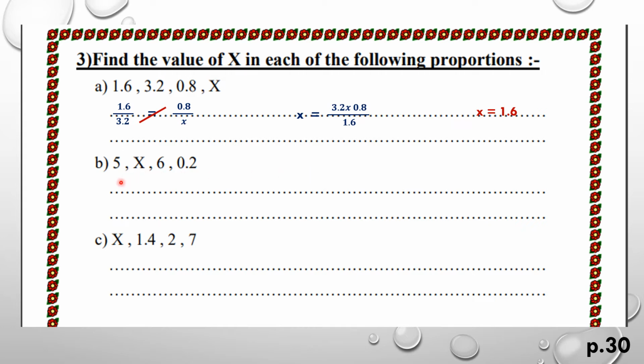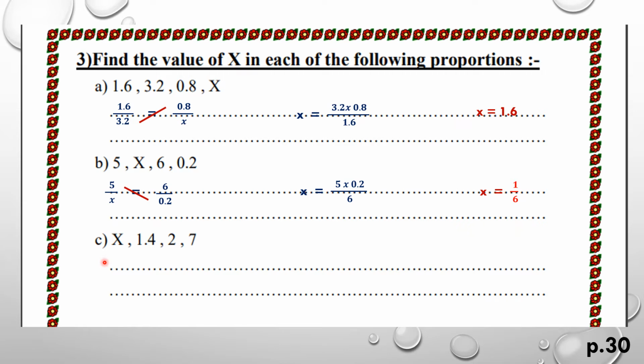Letter B. 5, x, 6, 0.2. By order, put it in the form of fraction. 5 over x equals 6 over 0.2. The completed cross here is 5 and 0.2. So x equals 5 times 0.2 over 6 on your calculators, and the result will be 1 over 6.